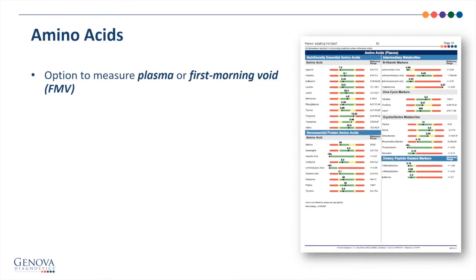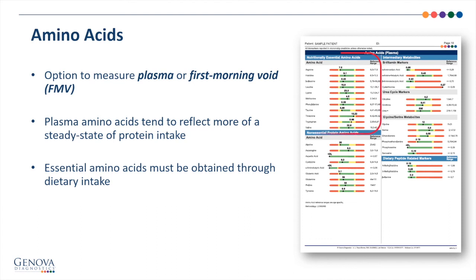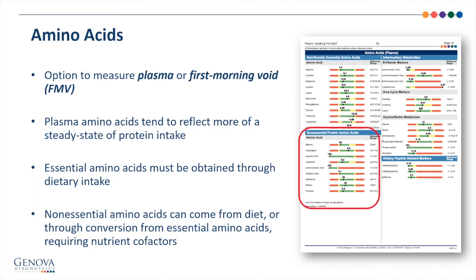After the oxidative stress markers, we have amino acid evaluation. If you're running the NutrEval, you have an option to measure the amino acids in either the plasma or a first morning void. The amino acids tend to reflect a more steady state of protein intake when you're looking at them in the plasma as compared to when you're looking at them in the urine. And remember that essential amino acids must be obtained through dietary intake, whereas non-essential amino acids can come from the diet or through conversion of essential amino acids, but that does require nutrient cofactors, which can give us some insight into whether there's actually adequate availability of some of these important nutrient cofactors. I think of vitamin B6 and magnesium as a couple that are important here.